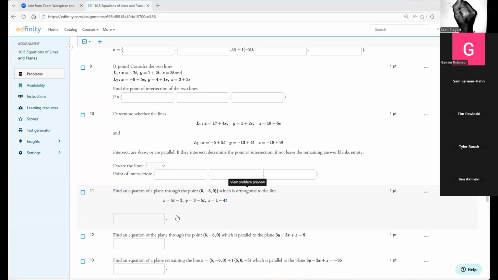We've got x equals 17 plus 4s, y equals 1 plus 2s, and z is 18 plus 6s. Meanwhile, we got another line. X is negative 5 plus 5t. Y is negative 13 plus 4t. Z is negative 18 plus 9t. And then unshare.